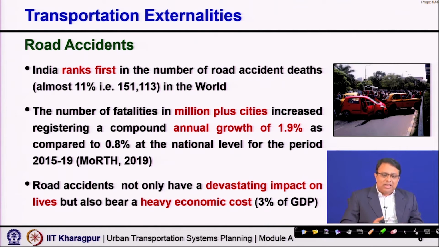And if you look at it, the number of fatalities in million plus cities increased, registering a compound annual growth rate of about 1.9% as compared to 0.8% at the national level for the period 2015 to 2019. That means it shows that road safety is a problem all over India, and it is even a serious problem in urban areas.